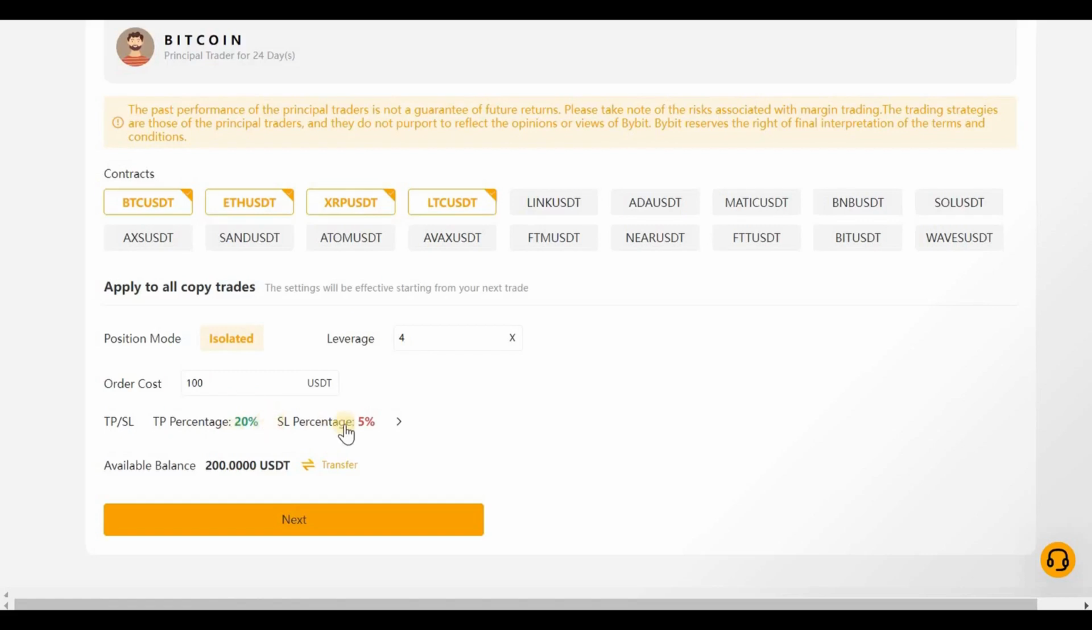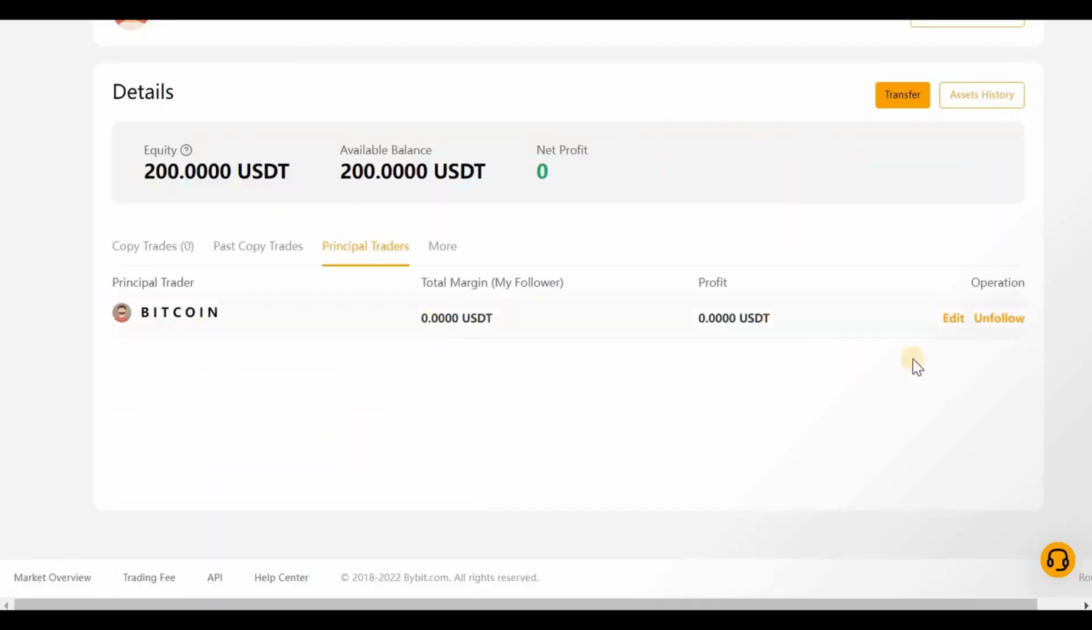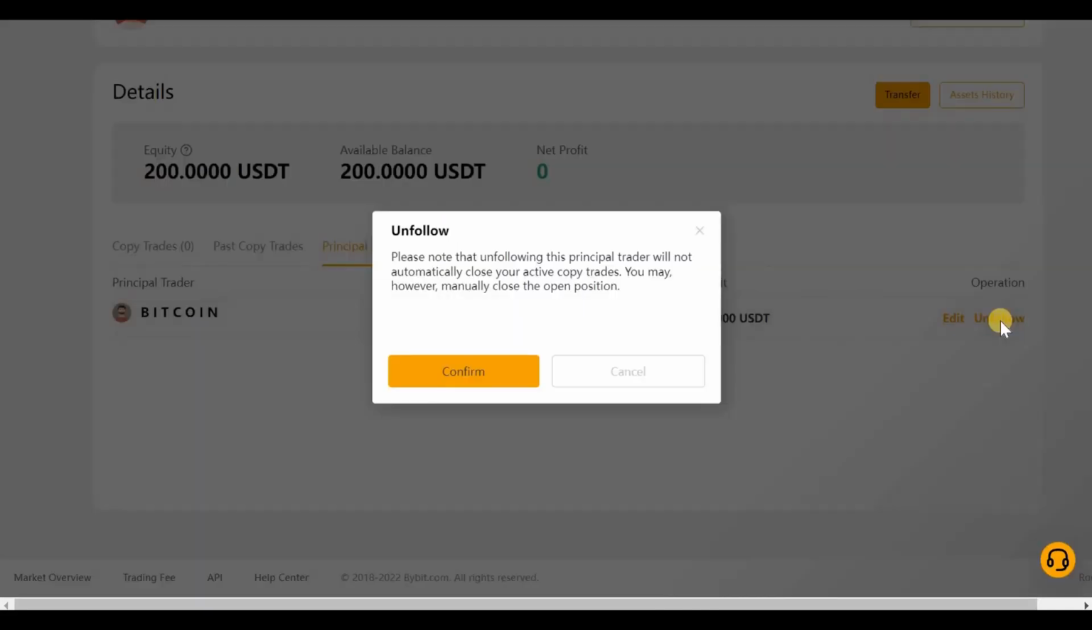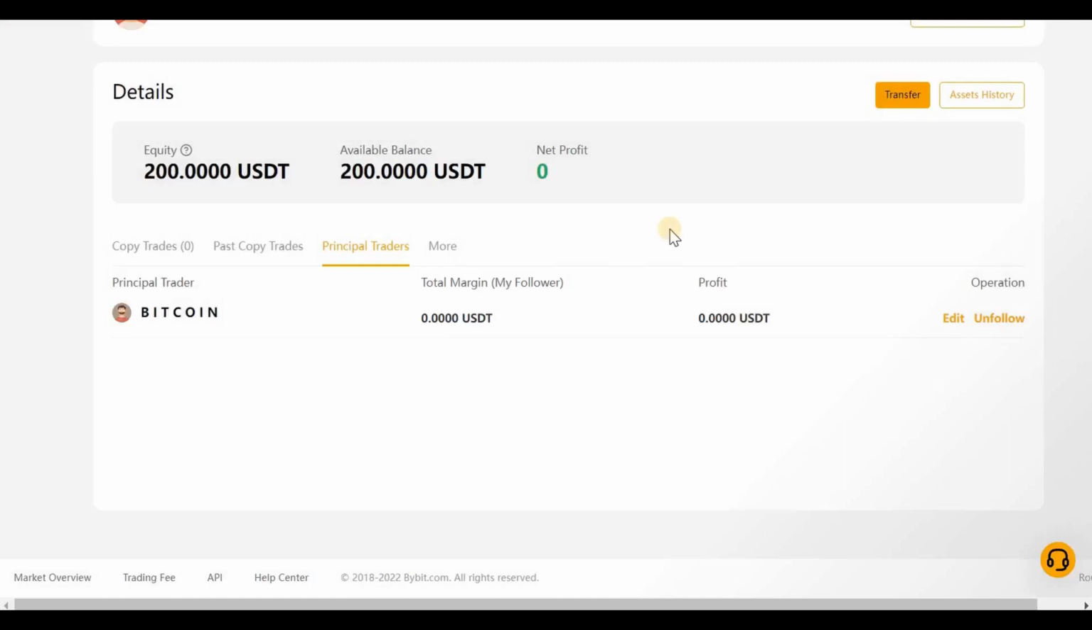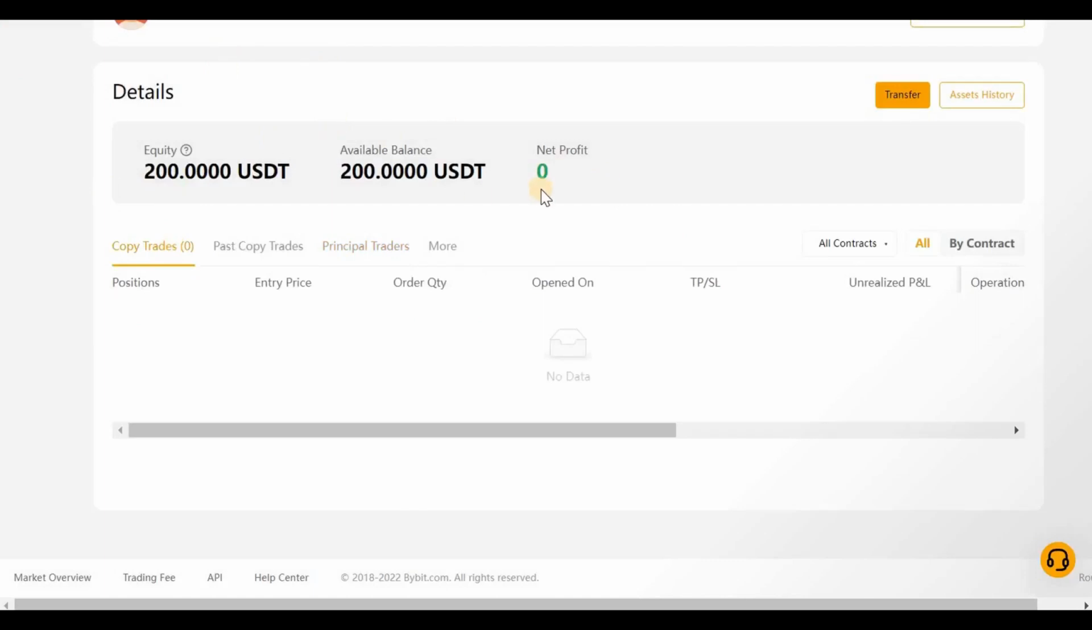You can see that this platform is very flexible, and if you don't want to follow that particular trader, you can always unfollow at any time. All you need to do is to click on unfollow. Right here, once you click on confirm, you will automatically unfollow this trader. So this is exactly how to copy trade on the Bybit platform. Right now, I am going to leave this amount and wait for this strategy to start making profit.